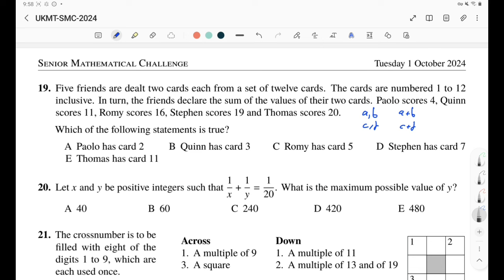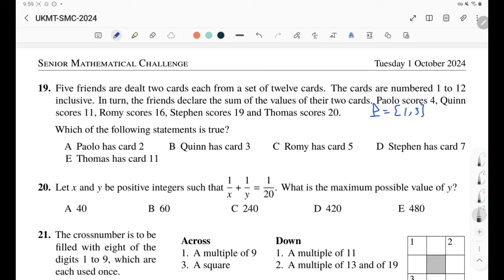Right now, let's think about Paulo first. So Paulo has scored 4. So A plus B for Paulo is 4. How can we get 4? Either 1 plus 3, 3 plus 1, or 2 plus 2. Sure, 2 plus 2 is refused because it cannot be repeated. So we already figured out Paulo. His set is 1 and 3. Okay, we figured out Paulo.